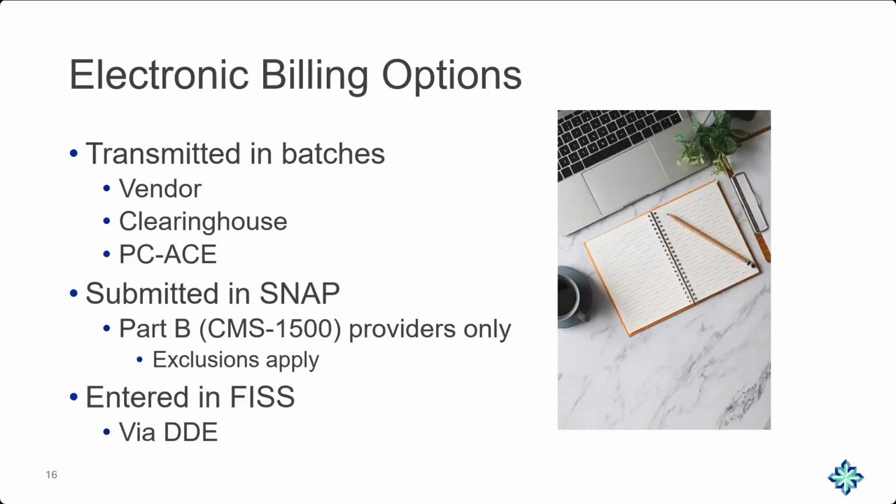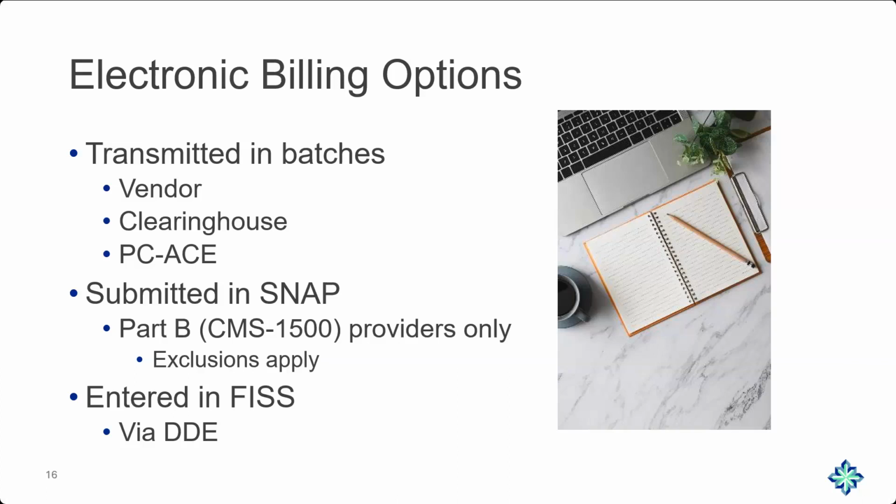If you don't meet any of the exceptions to file paper claims to Medicare, you do have several options to file electronically. You can download them in batches using a clearinghouse, vendor, or the free software that WPS offers, and it's called PC Ace. It's a complete self-contained software package. If you're interested in learning about it and obtaining PC Ace to submit claims directly to WPS, it is available for download on the WPS health insurance website. This is our corporate site, so it's not the Medicare section of the website.